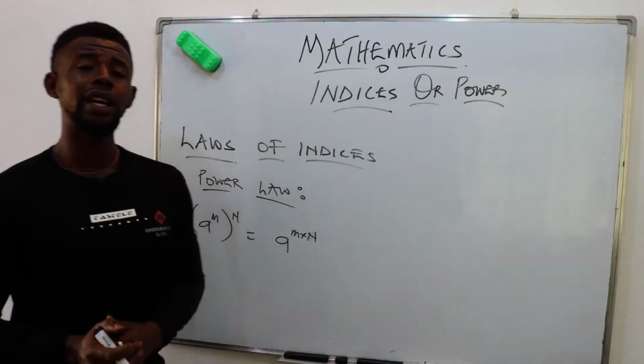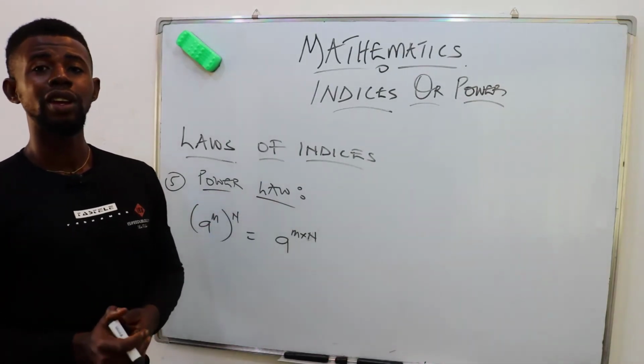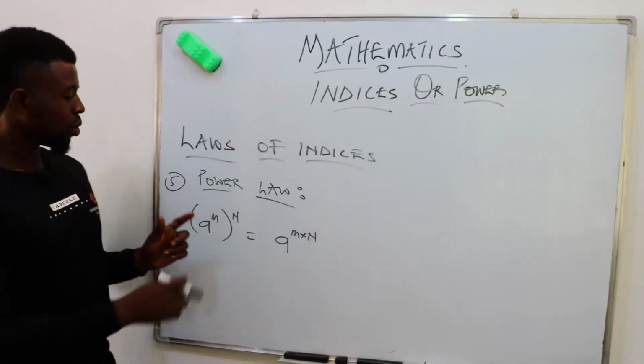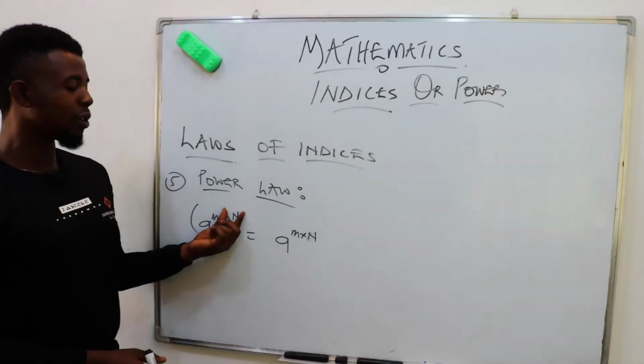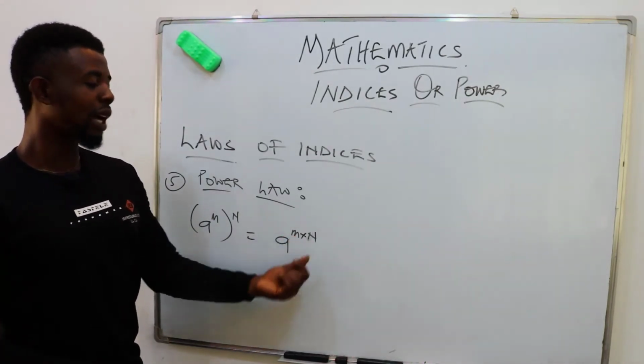So the next law we'll be looking at will be the law we know as our power law. What does power law mean? It means that if I have a raised to the power m, all raised to the power of n, the solution is equal to a raised to the power of m times n.